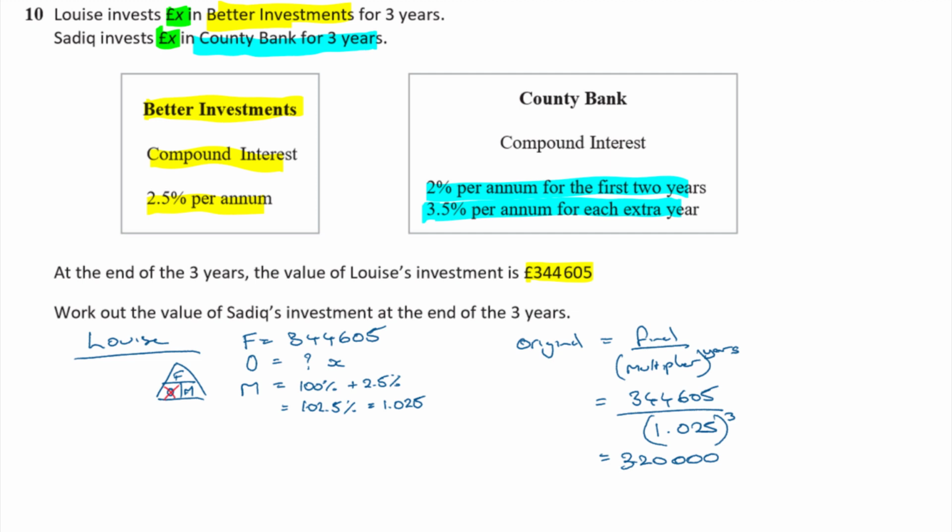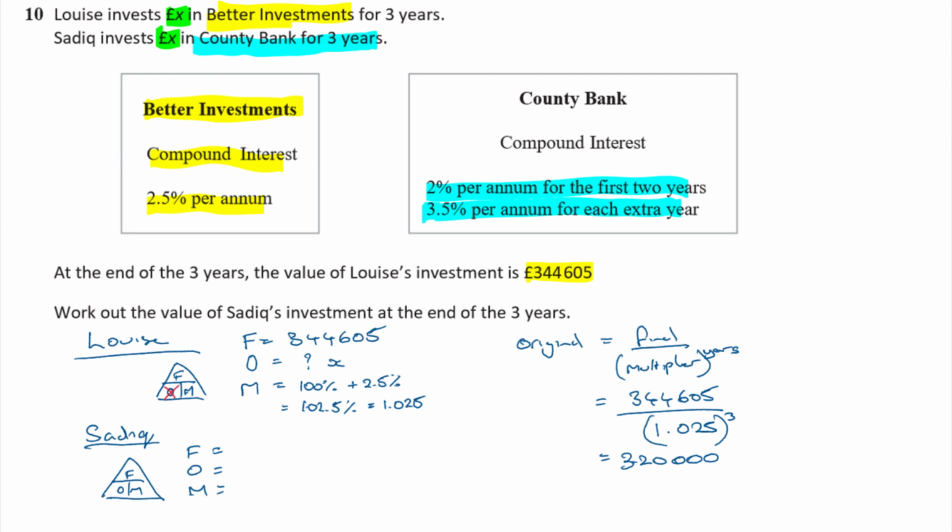Now we know Louise, we're going to spin around and go back the other way, because we know that Sadiq invested the same amount. So we know that Sadiq must have started with the same amount. So I'm just going to draw my triangle again: F, O, M, and I'm going to work out what F, O, and M is now for Sadiq.